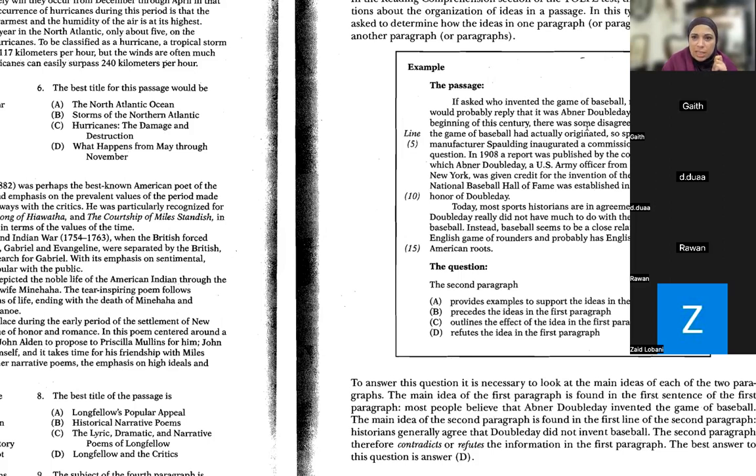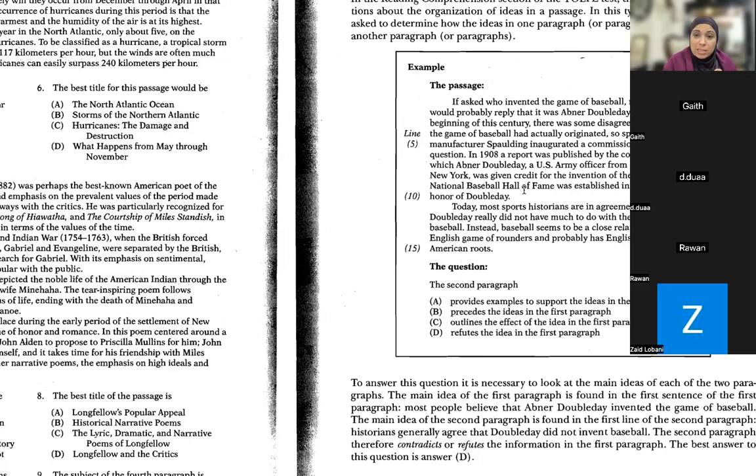The information in the paragraph should support the topic sentence, right? When I say here today, most sports historians are in agreement that Doubleday really did not have much to do with the development of the sport, the rest over here should support this, that this guy Doubleday did not really invent it. Look what they say. Does it support it? Baseball seems to have a close relationship with a game in Britain called rounders, and does not have American roots.